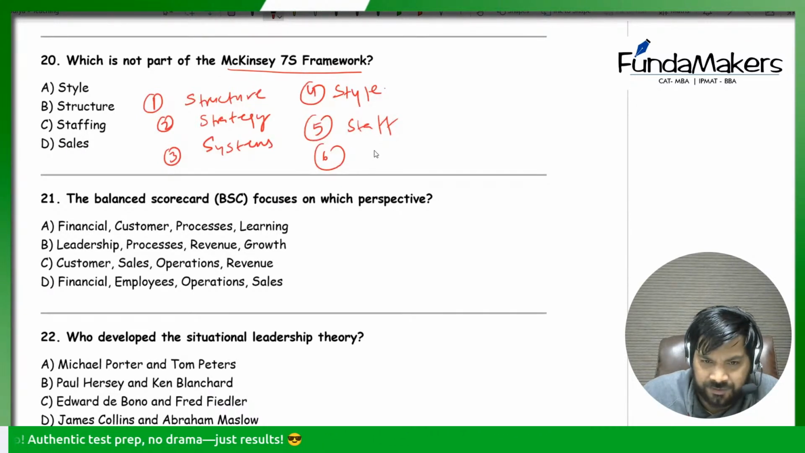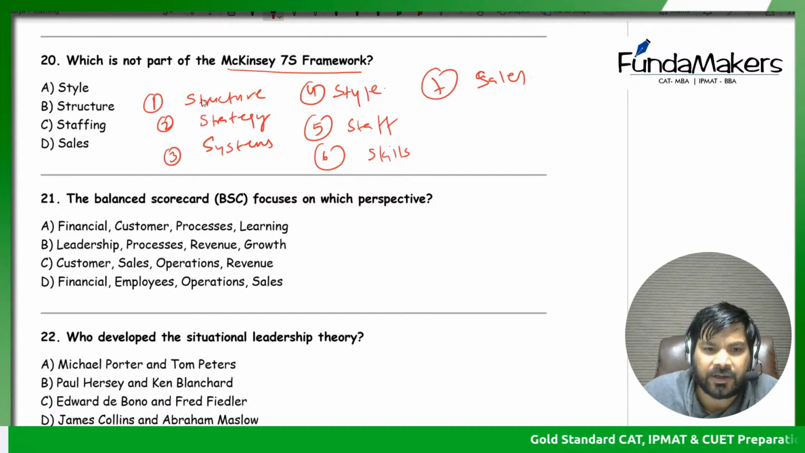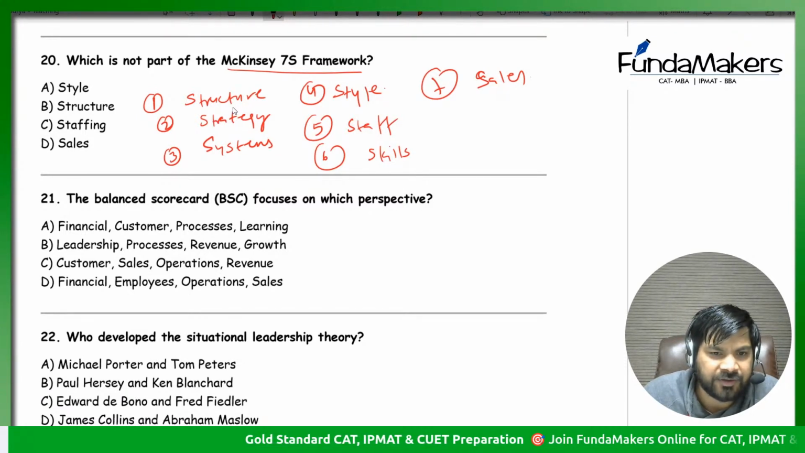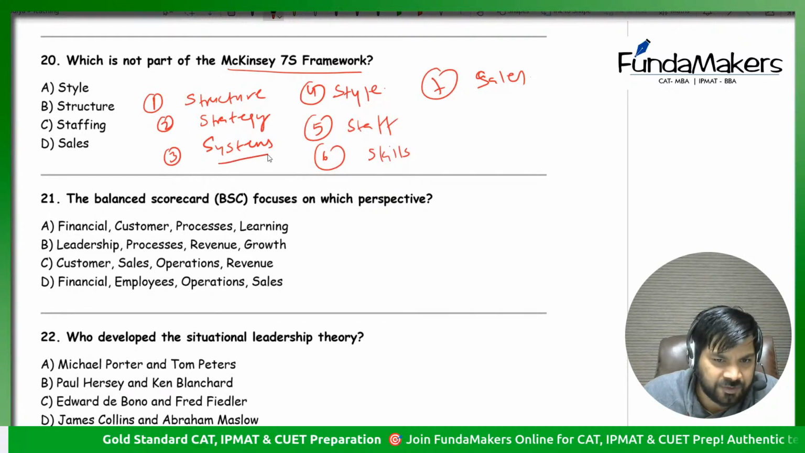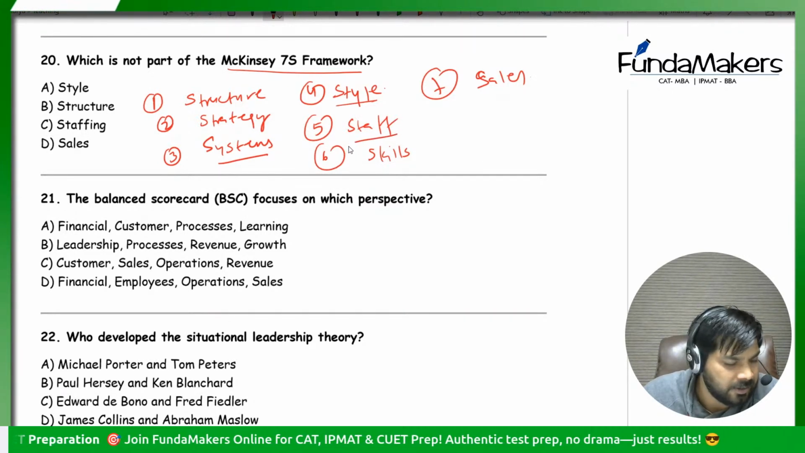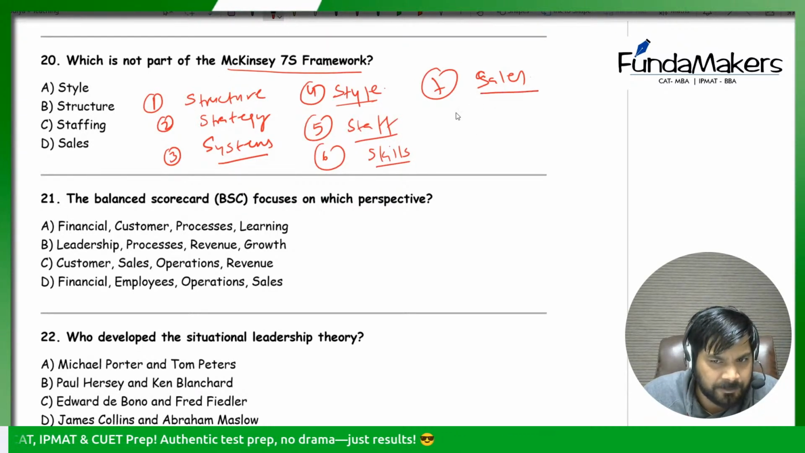Sixth stands for skills. And the seventh one stands for sales. Right? So the 7S framework is structure. You should have a structure to do business. Second, your sales team should have a strategy. You should have systems in place. You should have a style of selling. Your staff should be well polished. They should be well skilled, and you should make brilliant sales.